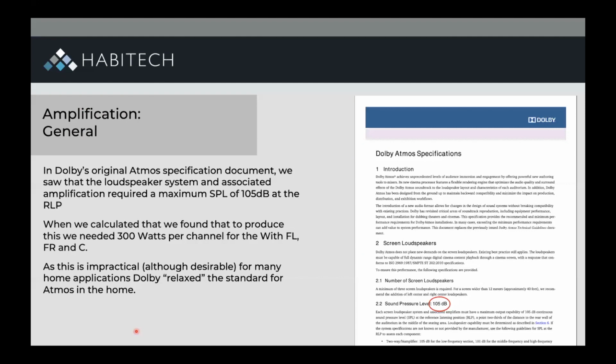And this is where Dolby have had to relax their standards, because while that is true in proper cinemas and theaters, you're not going to find a commodity system that's capable of sustaining that kind of power level or SPL at the RLP. So Dolby have relaxed the standard slightly for Atmos in the home, but you should still, on higher end cinemas, be aiming to hit that 105 dB level. We certainly have in our Wisdom Theatre at Habitech and also in the Sonance Theatre. It can be done, you just need to use the right speakers and the right amplification.